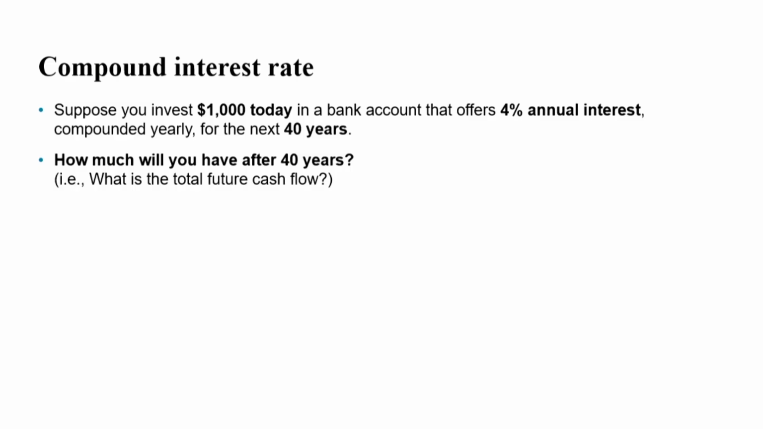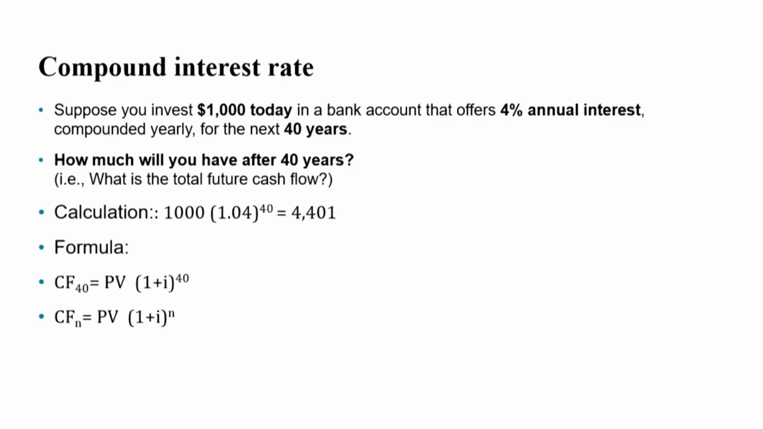Here, how much will you have after 40 years if you invest 1,000 today in a bank account that offers 4% annual interest rate, provided that you are not withdrawing your annual interest income. In other words, what is the total future cash flow? The calculation here can be done by 1000 times 1.04 raised to 40, which is equal to 4,401.